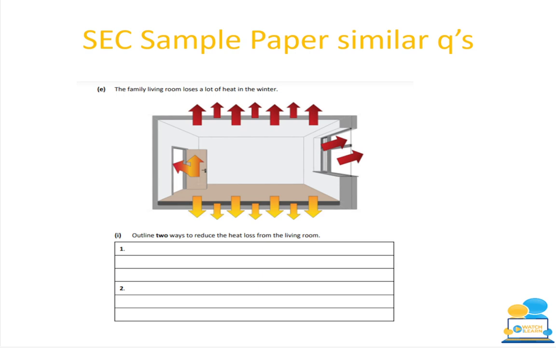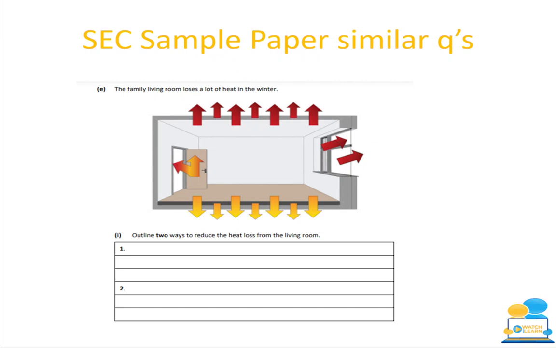Here is another SEC sample paper which has very similar questions. Whilst this hasn't come up in the actual paper in 2022, it does come up very frequently in the sample papers. This one says the family living room loses a lot of heat in the winter. Outline 2 ways to reduce the heat loss from the living room. You could make sure to close the windows and doors. You could put curtains across the windows so that the heat is not escaping unnecessarily.